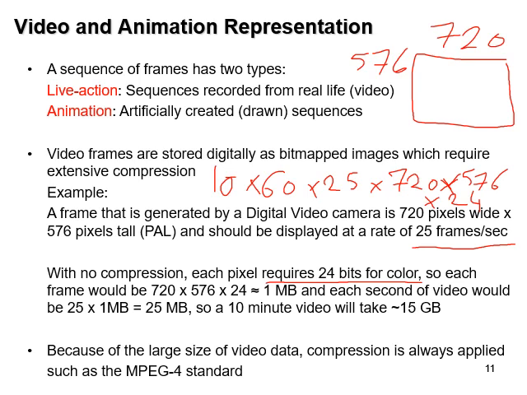Let's get the calculator. We have 10 multiplied by 60 multiplied by 25 by 720 by 576 by 24. So we get this number. I'll write it here: 1492992, and then 5 zeros. Okay, bits. This is the total number of bits.